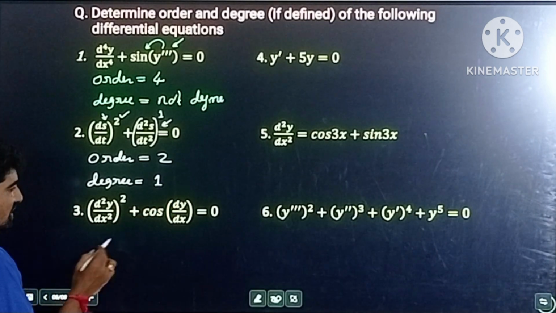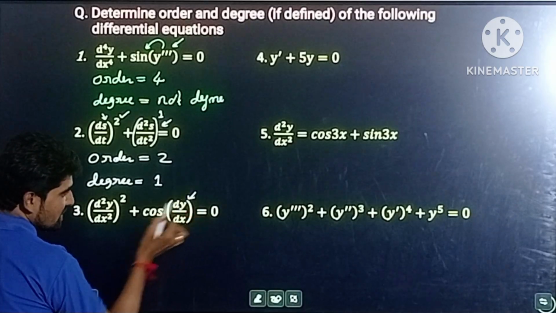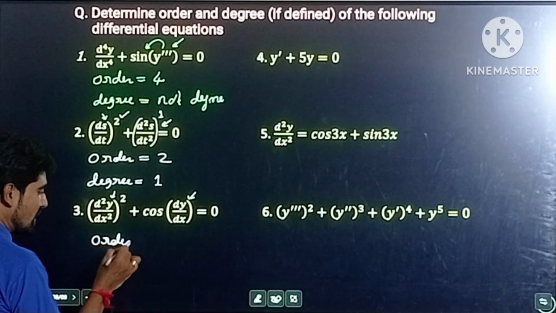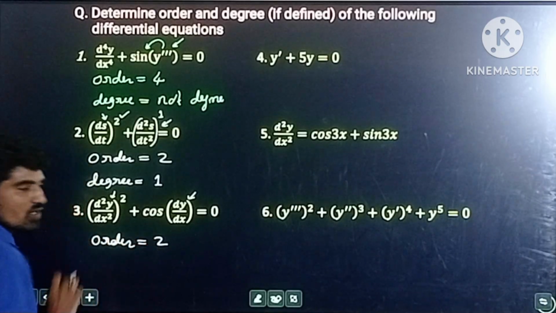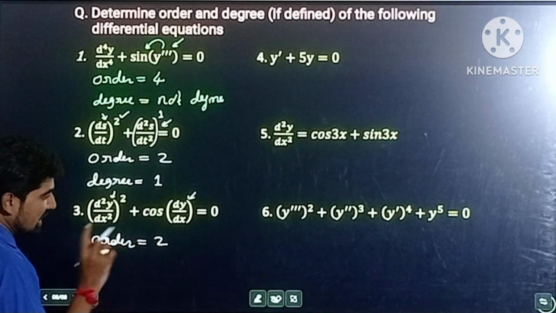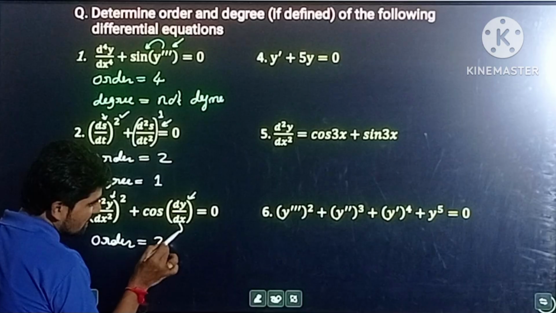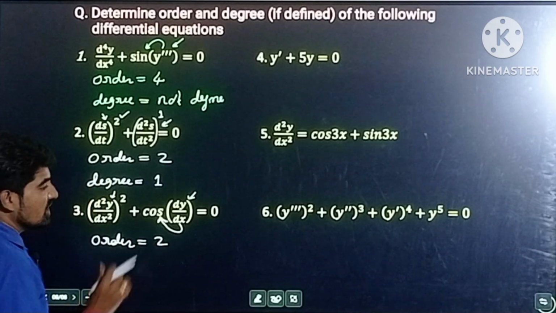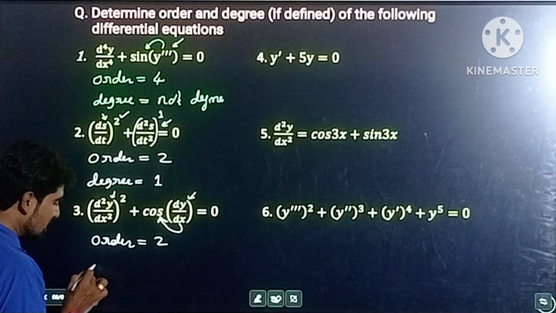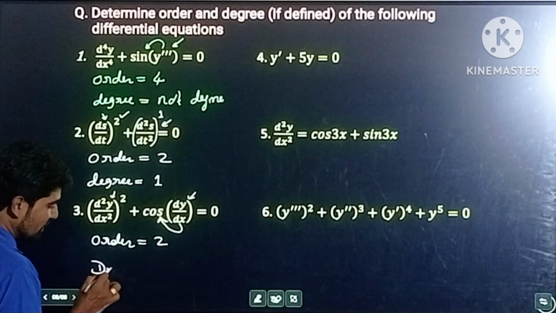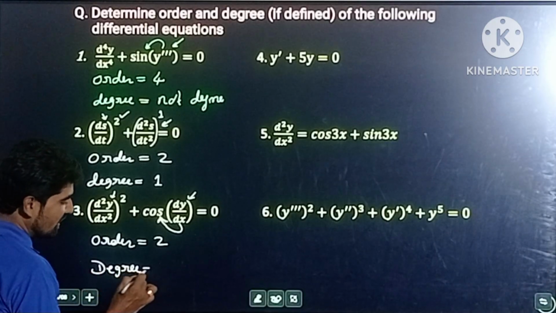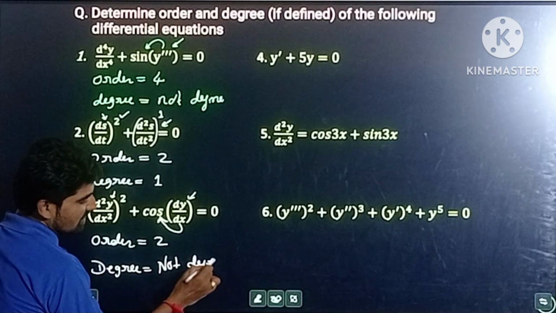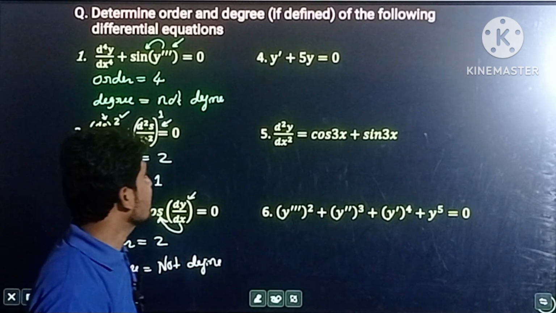Now the third differential equation. In this differential equation, first order derivative and the second order derivative are involved. Among these two, highest is the second order derivative. Therefore, order is 2. And degree. See here, the first order derivative is involved or attached with the trigonometric function cos. Therefore, this differential equation is not polynomial in derivative. Therefore, degree of this third differential equation is not defined. I hope all of you are understanding.